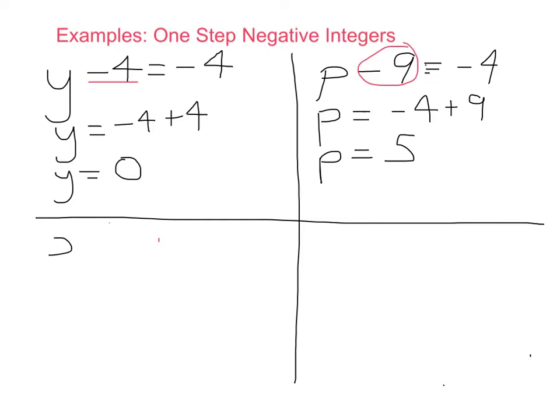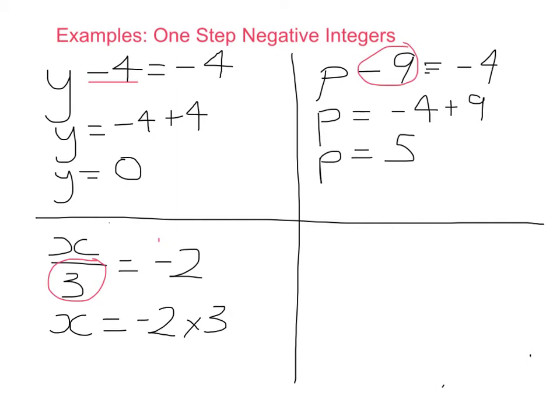So we've got x on 3, or x divided by 3, equals negative 2. Now, what we do to one side, we do the inverse to the other. So if we've got x divided by 3, what we then need to do is multiply, because that's the inverse. So x equals minus 2 multiplied by 3. X equals negative 6, because negative 2 times 3 is negative 6. We're not adding or subtracting, we're multiplying.